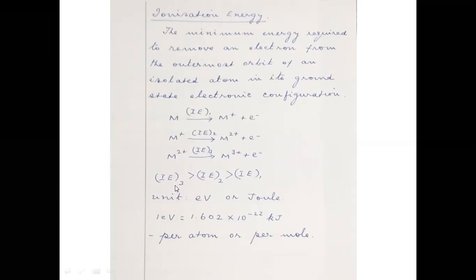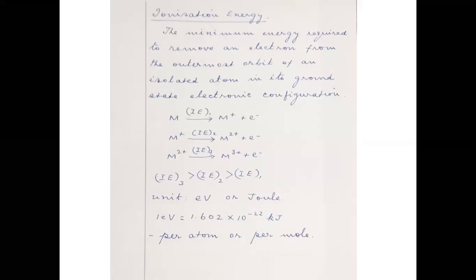So that is why the third ionization potential, the second ionization potential, the first ionization potential, this is the decreasing order of energy. The ionization potential is expressed in the unit electron volt or joule. And for your convenience, I have put the conversion factor over here. 1 electron volt is equal to 1.602 into 10 power minus 22 kilojoule. The ionization potential can be measured either per atom or per mole of atoms.